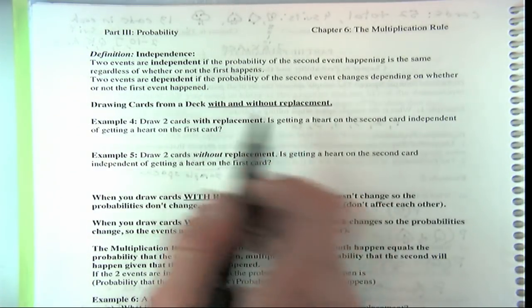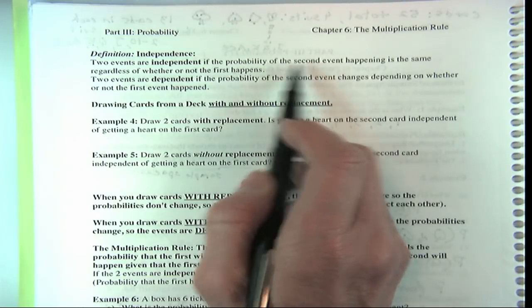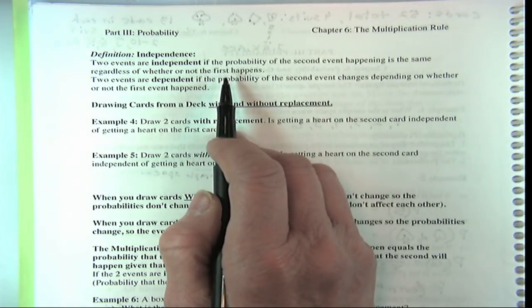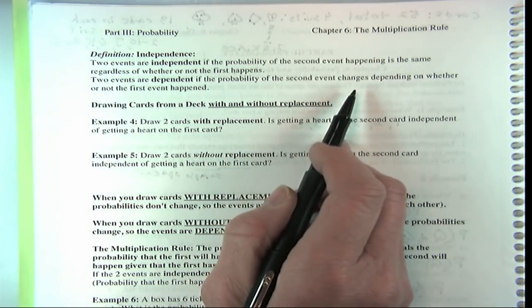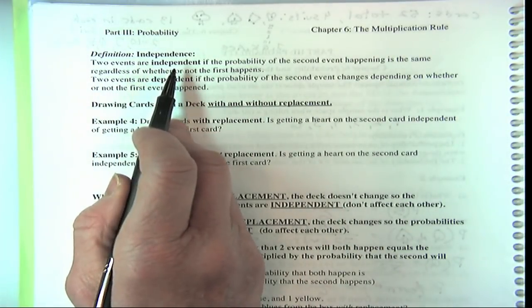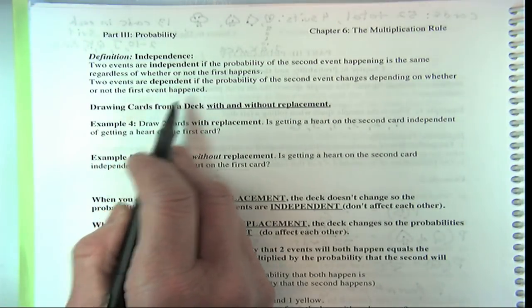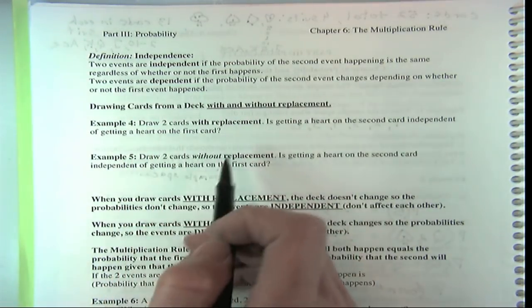With and without replacement. First of all, two events are independent if the probability of the second happening is the same, regardless of whether the first happened or not. And two events are dependent if the probability of the second event changes, depending on whether the first event happened. So rolling the dice is always going to be independent, but what you get on one roll does not at all affect what you get on the other. But if you draw without replacement, then the chances change, okay? And if you draw with replacement, they don't.